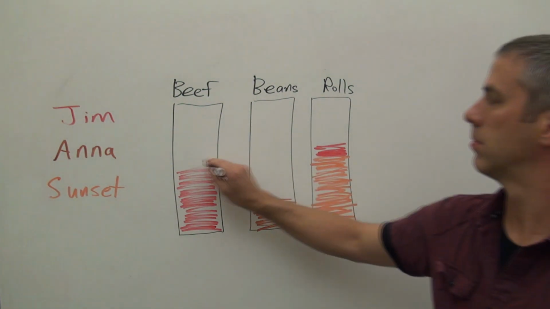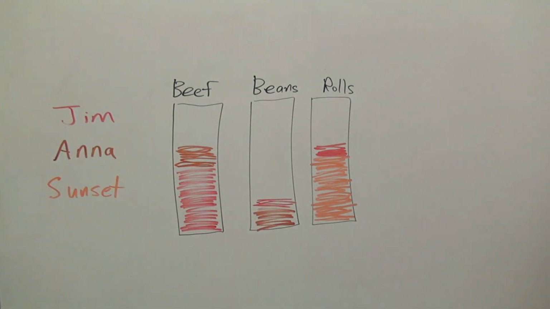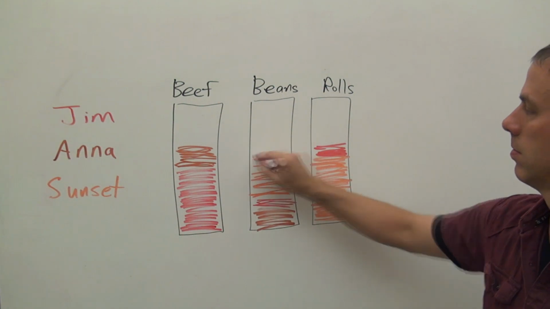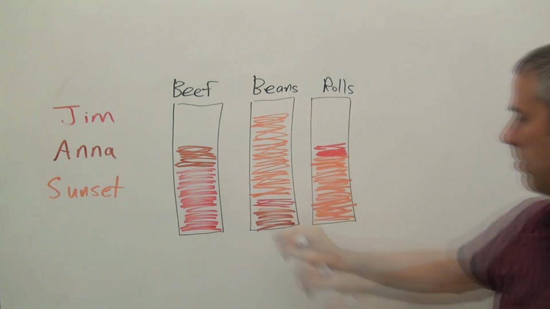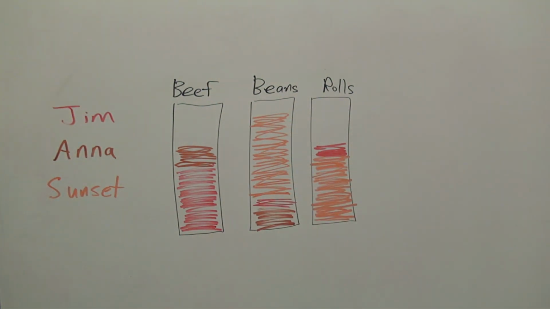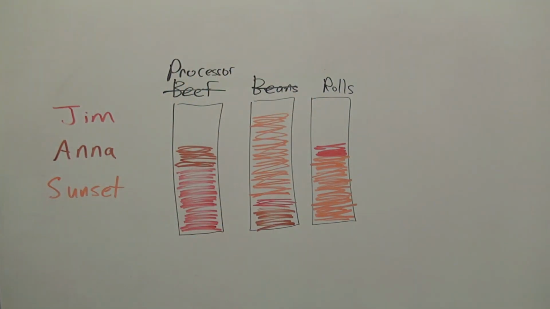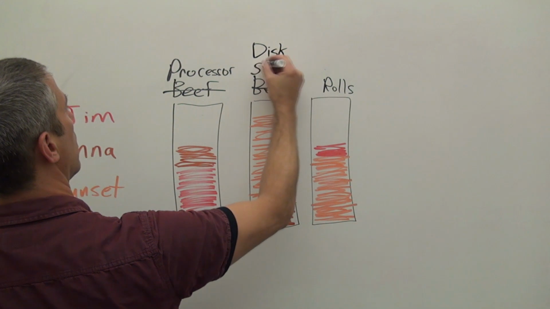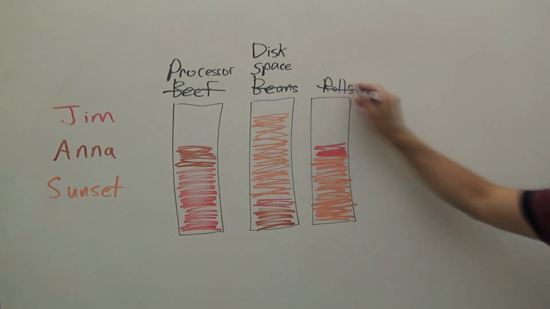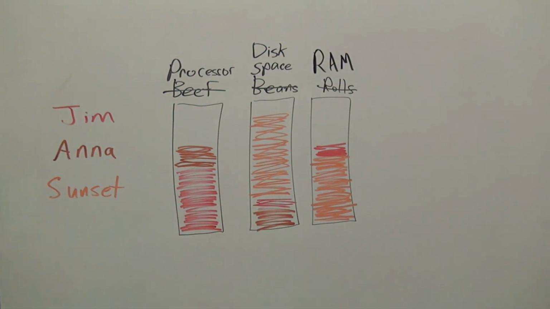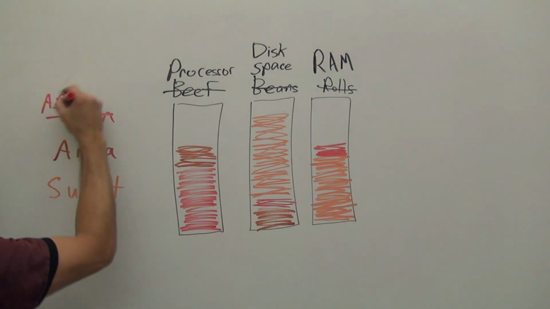Perhaps if we have too much Jim on one server, then we don't have any beef at all. Sunset, meanwhile, is eating a lot of beans and consuming a lot of rolls. Now imagine these are server resources. Perhaps beef is actually the processor. Perhaps we think of beans as being disk space, and instead of rolls, we have RAM. Now imagine Jim and Anna and Sunset. Instead of people, they are apps, all consuming different resources on a server.